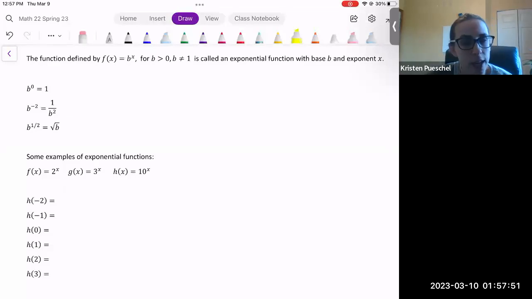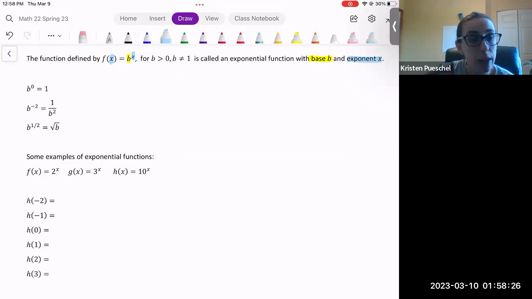If we have a function f of x equals b to the x, where b is greater than 0 and not equal to 1, this function is going to be called an exponential function with base b. So the way that we get our outputs is we take our input, x, and we're going to take b to the x power. This x is called our exponent.